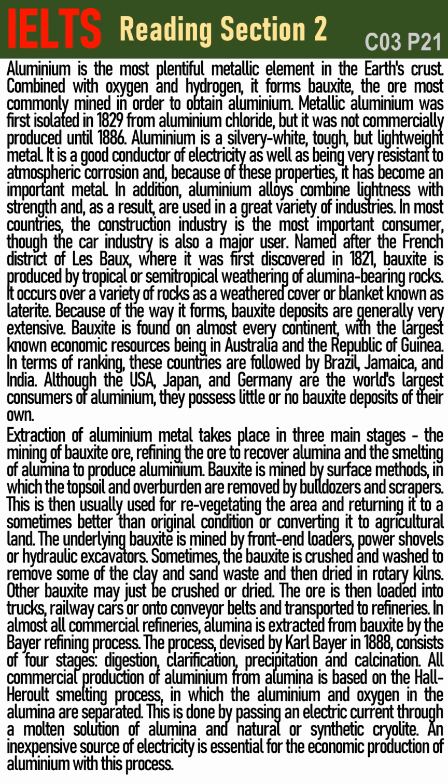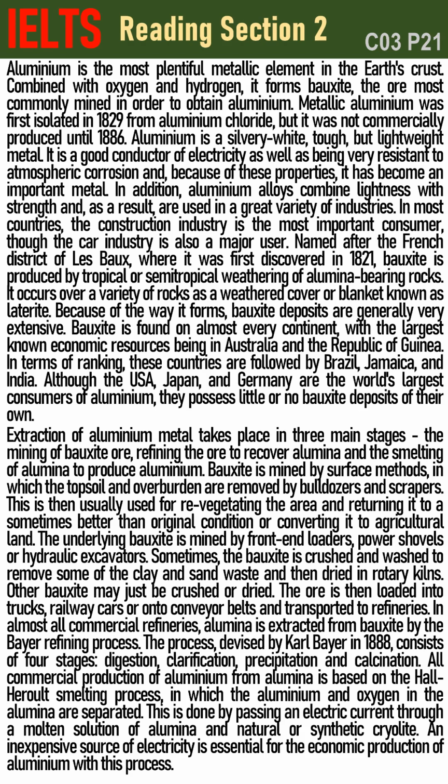Bauxite is mined by surface methods, in which the topsoil and overburden are removed by bulldozers and scrapers. This is then usually used for revegetating the area and returning it to a sometimes better than original condition or converting it to agricultural land. The underlying bauxite is mined by front-end loaders, power shovels, or hydraulic excavators. Sometimes, the bauxite is crushed and washed to remove some of the clay and sand waste and then dried in rotary kilns. Other bauxite may just be crushed or dried. The ore is then loaded into trucks, railway cars, or onto conveyor belts and transported to refineries.